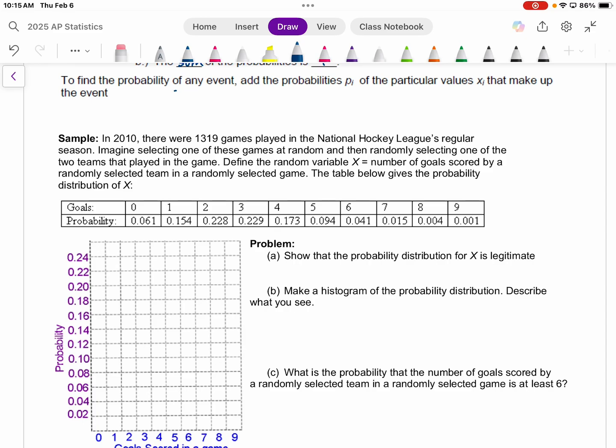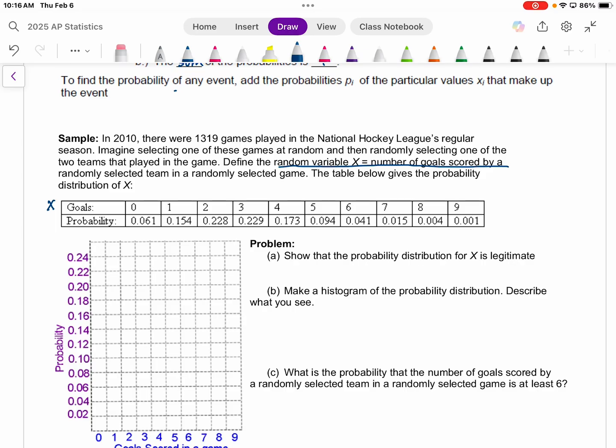In 2010, there were 1,319 games played in the National Hockey League. Imagine selecting one of these games at random, and then randomly selecting one of the 2 teams that played in the game. We're going to define our random variable X as the number of goals scored by a randomly selected team. All right, so there's what our X is. Our X is the number of goals scored.